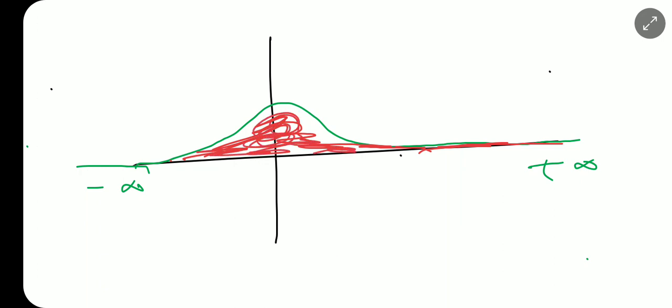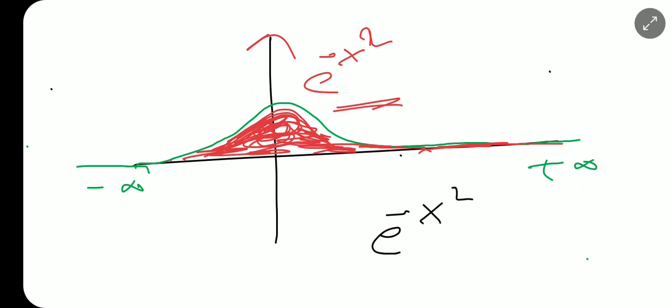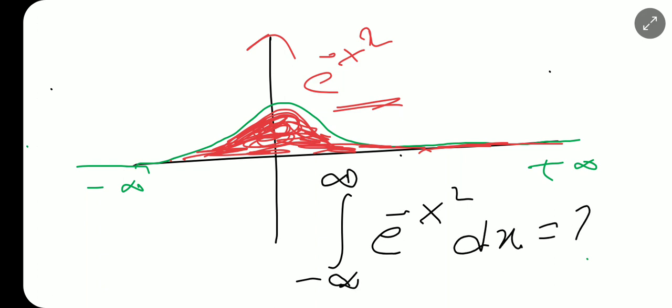This is the area. So we need to find the area under this curve. This is the graph of e to the power minus x square. You may check it out on Desmos also. To integrate this function e to the power minus x square from minus infinity to infinity, you have to find this.